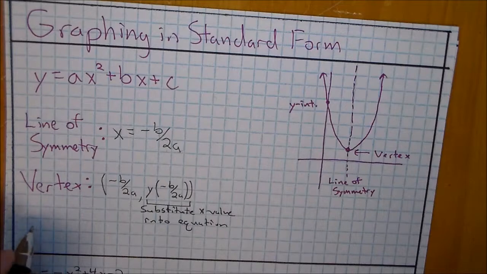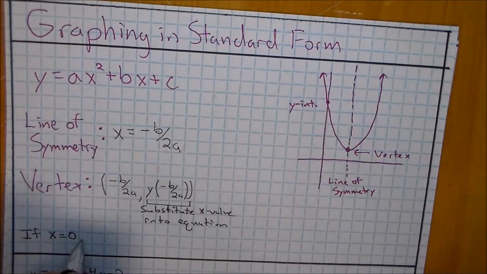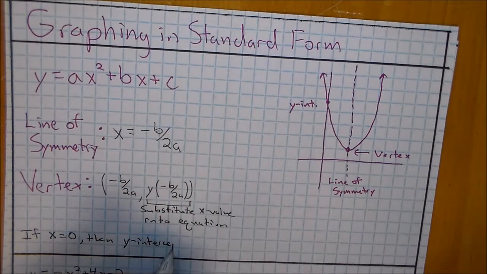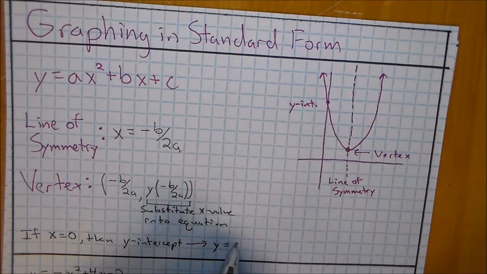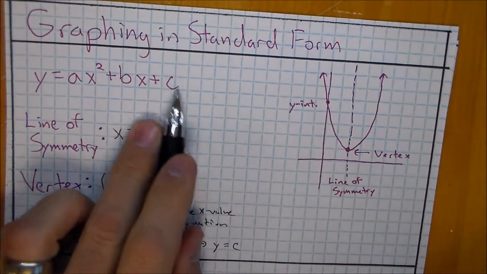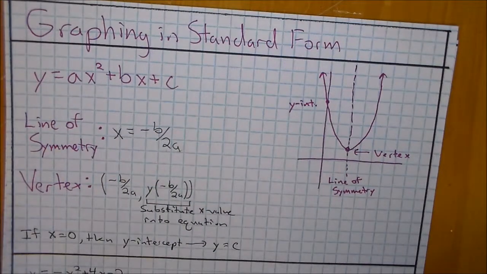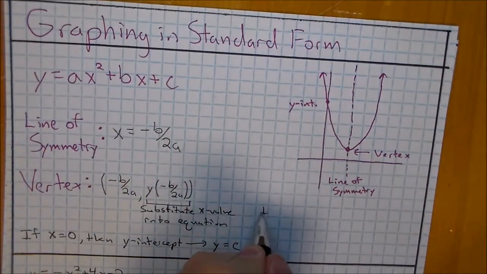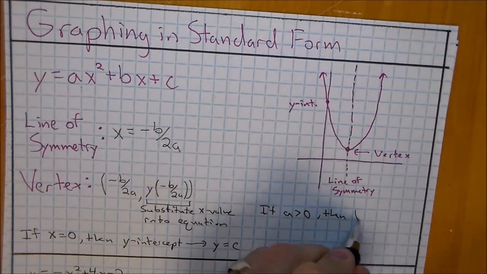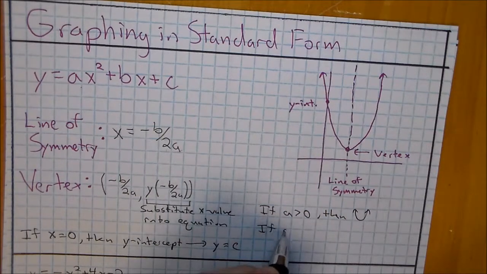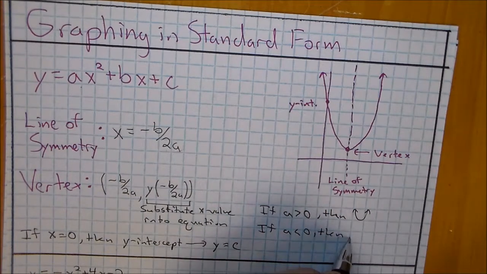Other things that will help us is if I let x equal 0 in this original equation, then it gives me the y-intercept, which also gives me that if x is 0, that y-intercept is c. It's that constant at the end. And we'll see that as we work through. Now, other details: if a is greater than 0, so if this is positive, then the parabola opens up. If a is less than 0, then the parabola opens down.